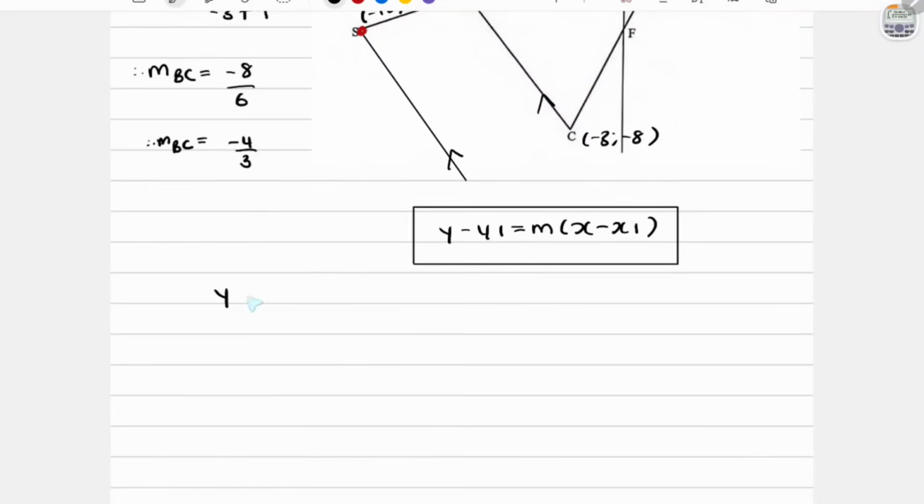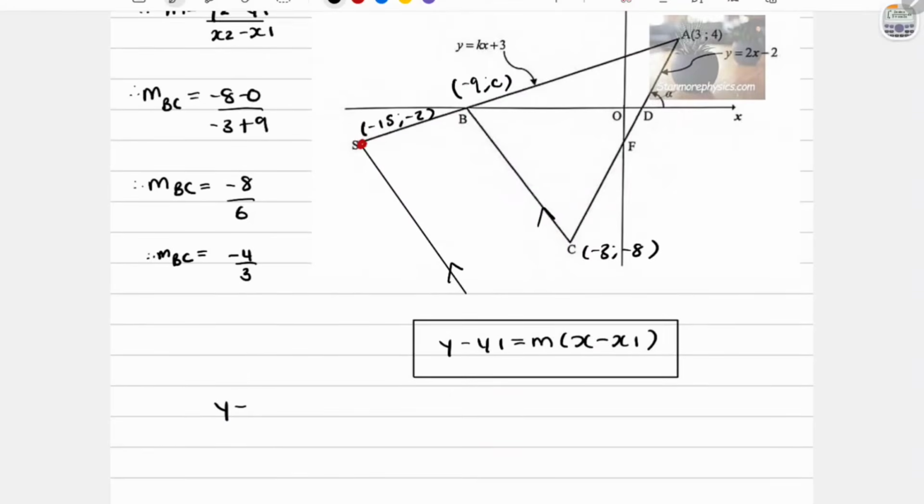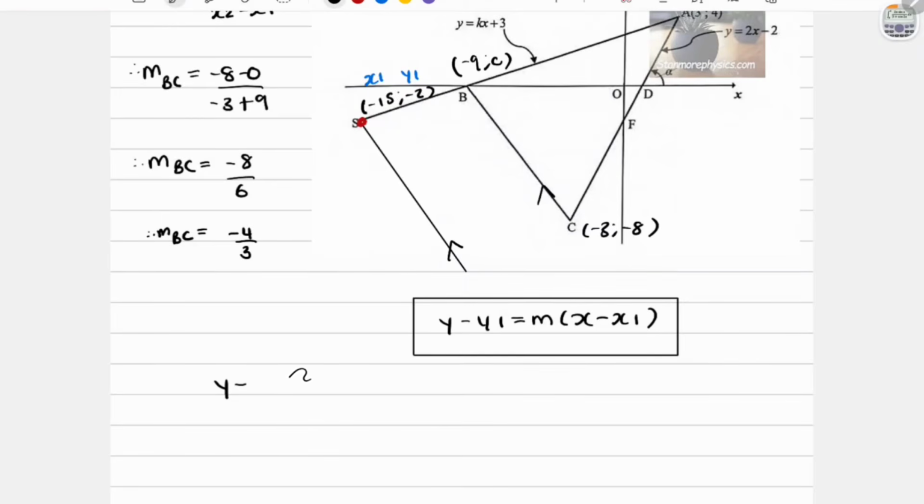So I'm going to say y minus, now here's the thing, x1 and y1, those are your coordinates. The point that it passes through is S, so that's our x1 and that's our y1. So I'm saying y minus our negative 2, which is just going to be y plus 2, of course, when you distribute, is equal to negative 4 over 3 times x minus negative 15, which becomes a positive 15.